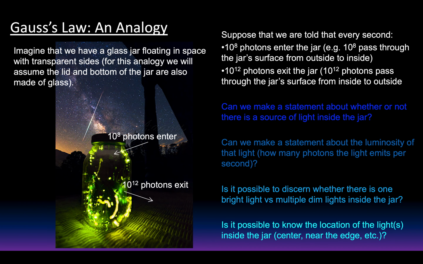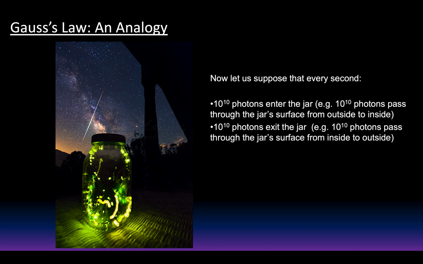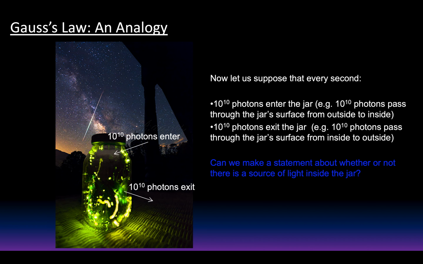Let us now consider the scenario where every second we have 10^10 photons entering the jar from the outside, and simultaneously every second we have 10^10 photons exiting the jar. So we have a picture that looks something like this. Given this scenario, can you make any statement about whether or not there is a source of light inside the jar? There is not a source of light inside the jar.